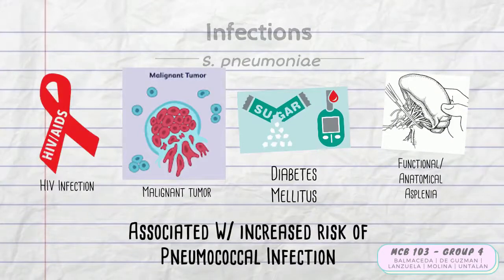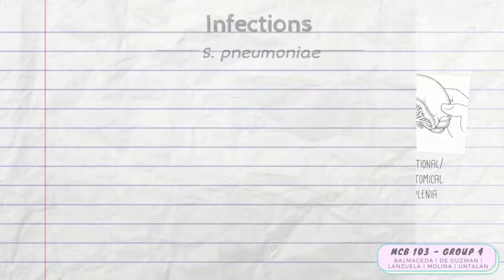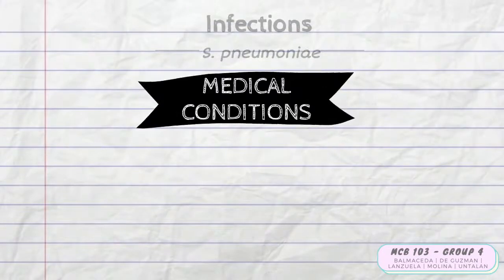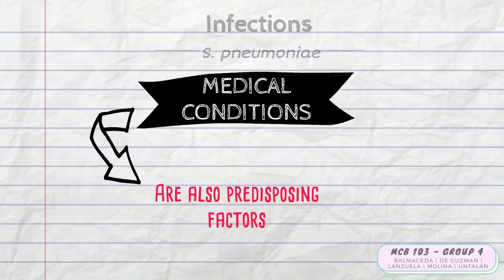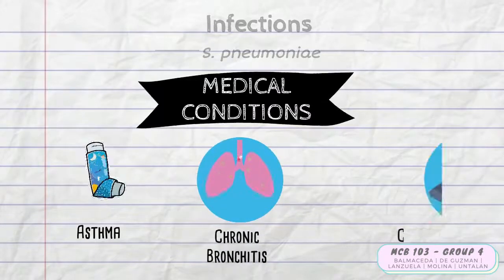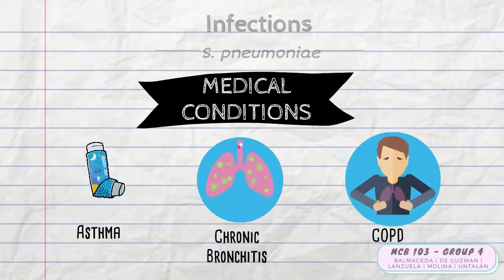Aside from diseases that weaken the immune system, medical conditions that are related to decreased pulmonary clearance are also predisposing factors. Examples of such medical conditions are asthma, chronic bronchitis, and chronic obstructive pulmonary disease.